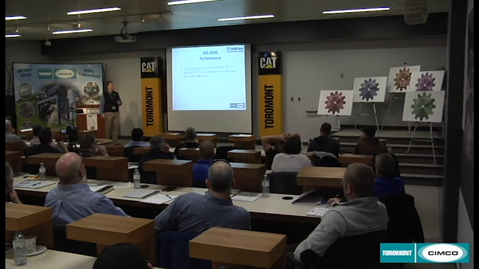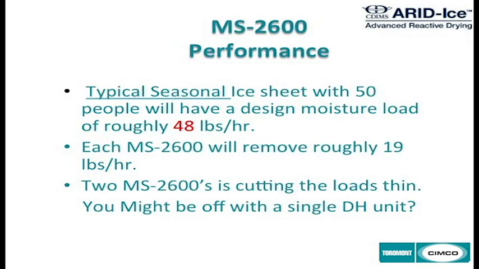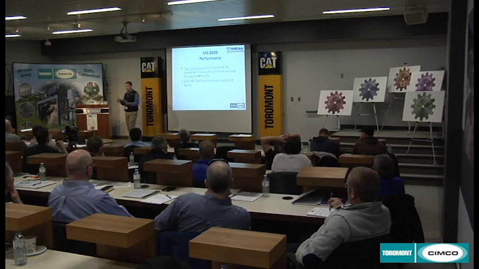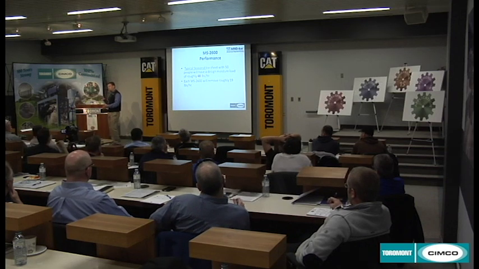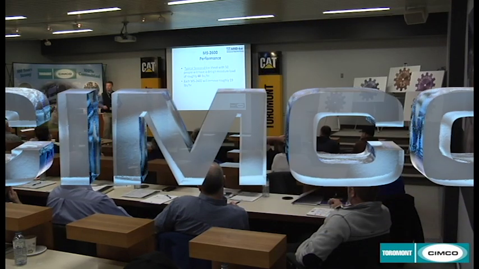If you look at a typical single sheet, the load on a summer day is about 48 pounds per hour. This is a minimal seating, maybe 100, 150 spectators. Your MS2600 each will remove about 19 pounds per hour. So if you had two of them, you'd be cutting it kind of close, and you might have 5-10% of the year where you're still not quite making it. Maybe you need to buy a third unit if you want to have a 100% solution.